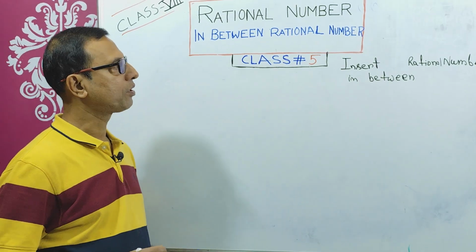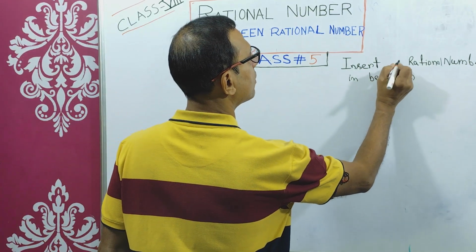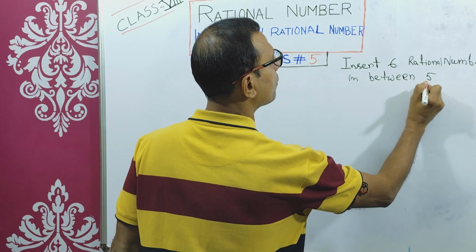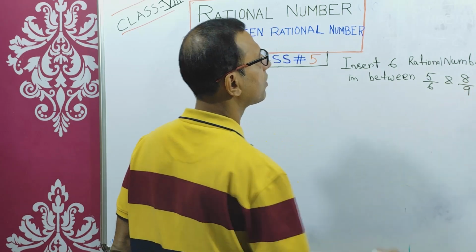Now another example we are going to do. Insert 6 rational numbers between 5 by 6 and 8 by 9.